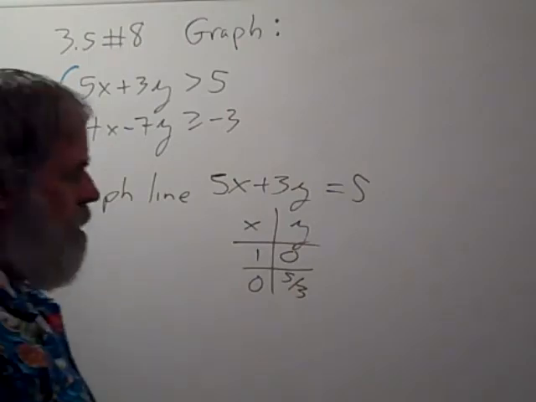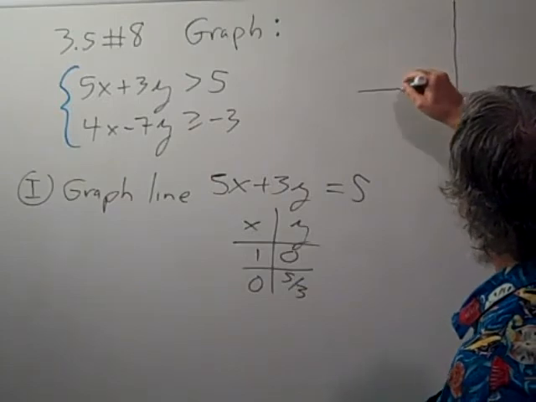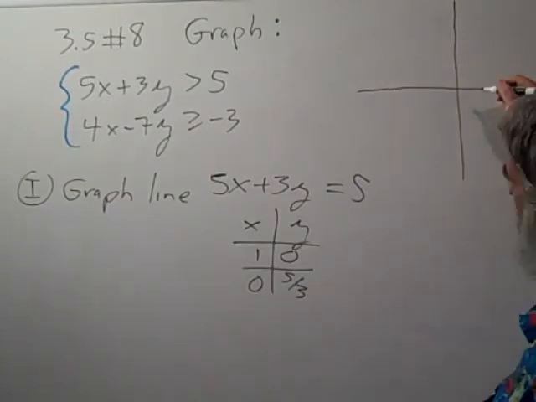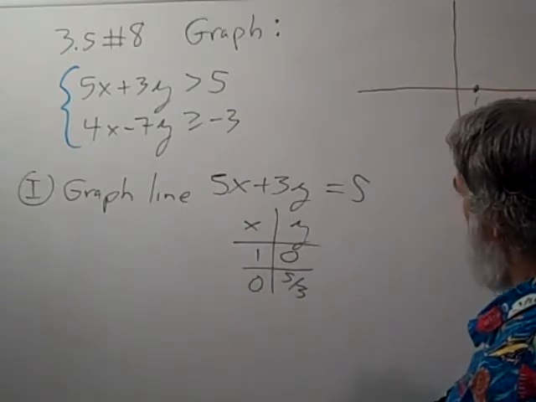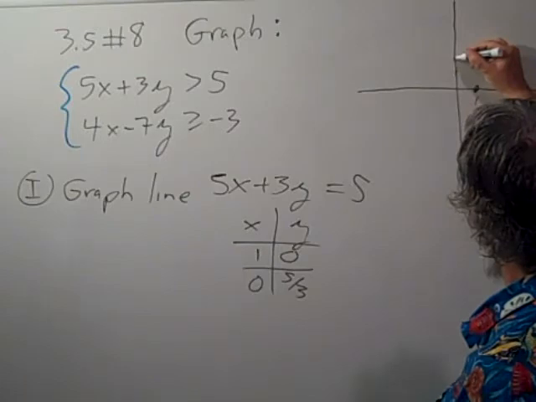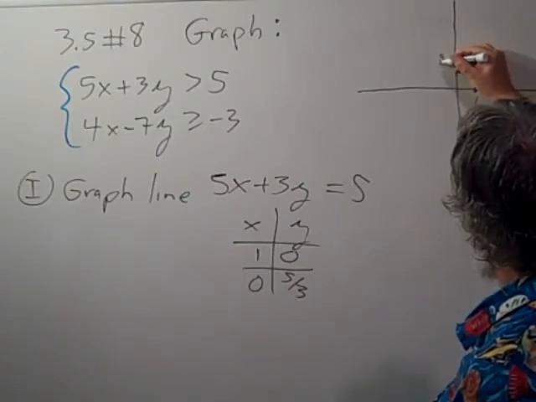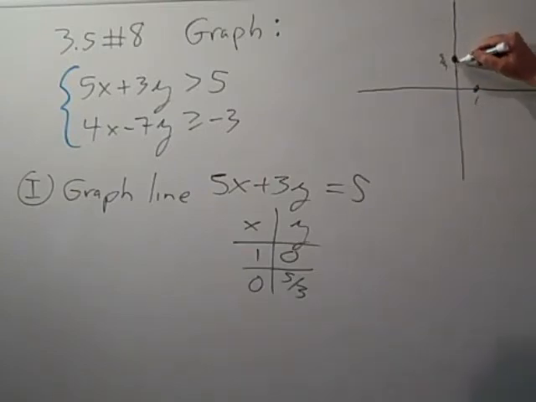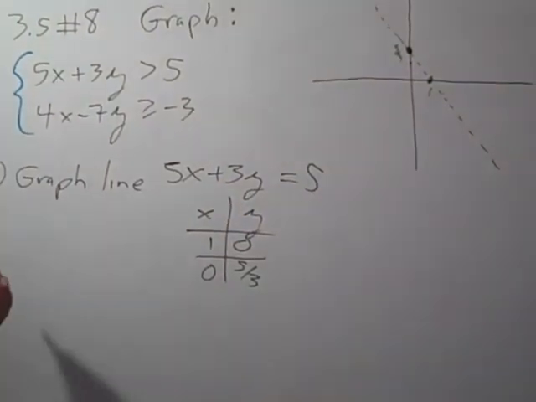So that's our first point on this line. So let's make this 1, 0, and then 0, 5/3. There's 1, so 5/3 is about here. So this first line goes through these 2 points. And now we have to decide which side of this line to shade.